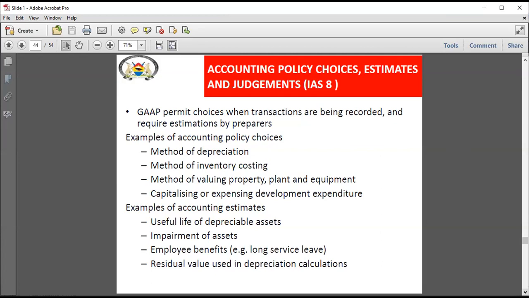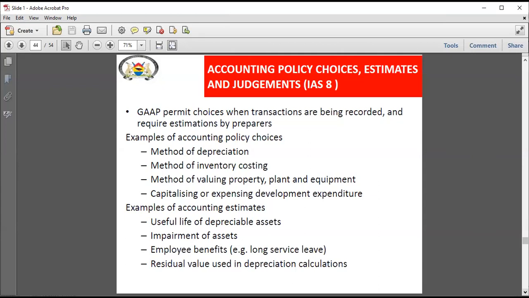We can also have methods of inventory costing. Here you're looking at things like maybe you're using the first in, first out costing model, or the average inventory costing model, or the last in, first out, the LIFO, and so on. So all this GAAP, the general accounting principles, permit you to make these respective choices.